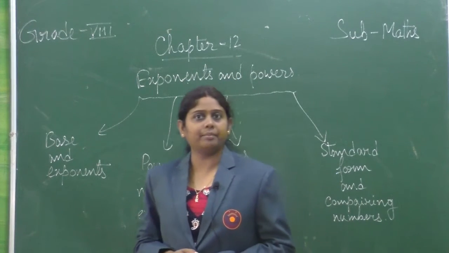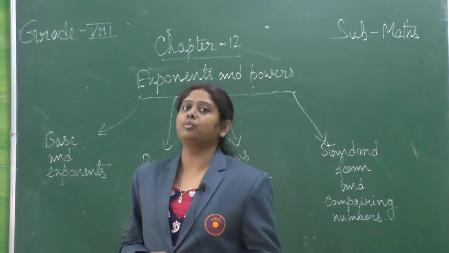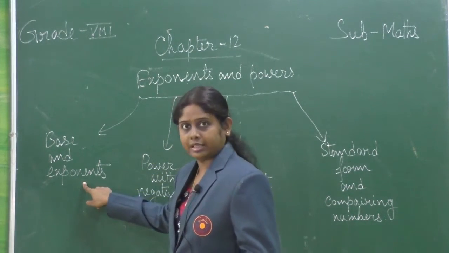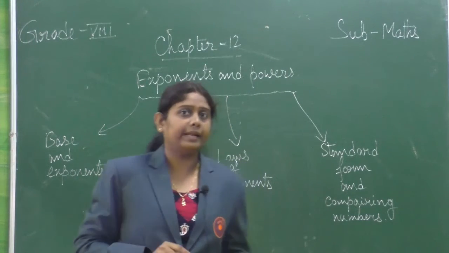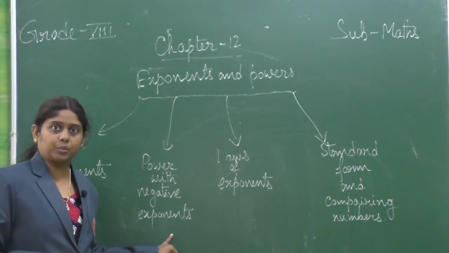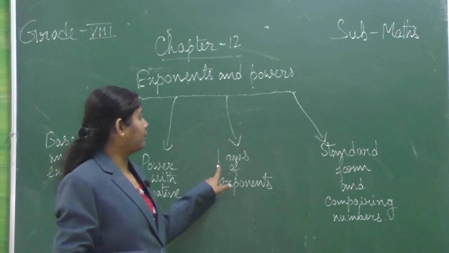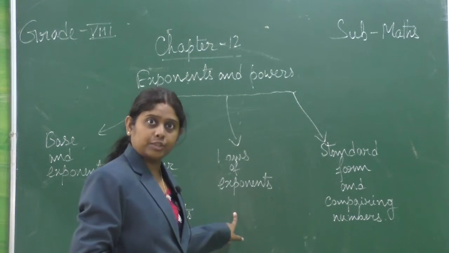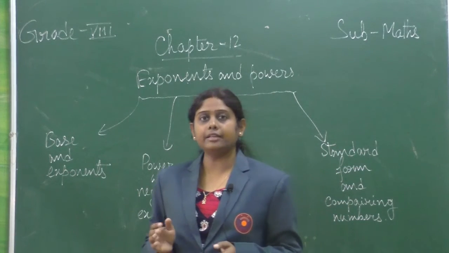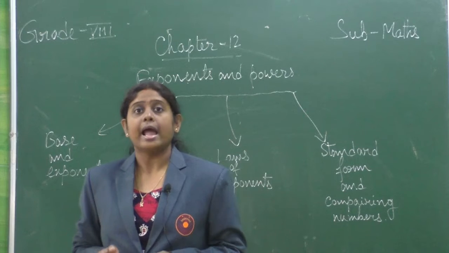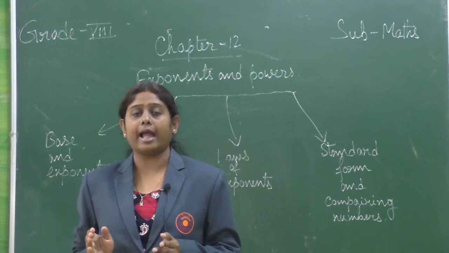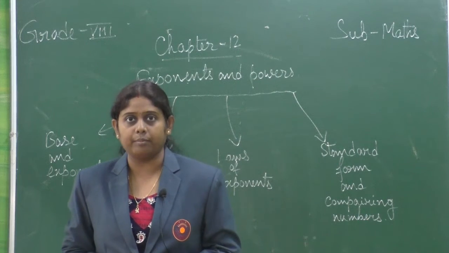Let us check the mind map first. In this chapter we have already learned the base and the exponents. Next we have learned power with negative exponents. Next we have learned the laws of exponents. And the last part, we have learned the standard form of exponents and how we can compare a very large number with a very small number.